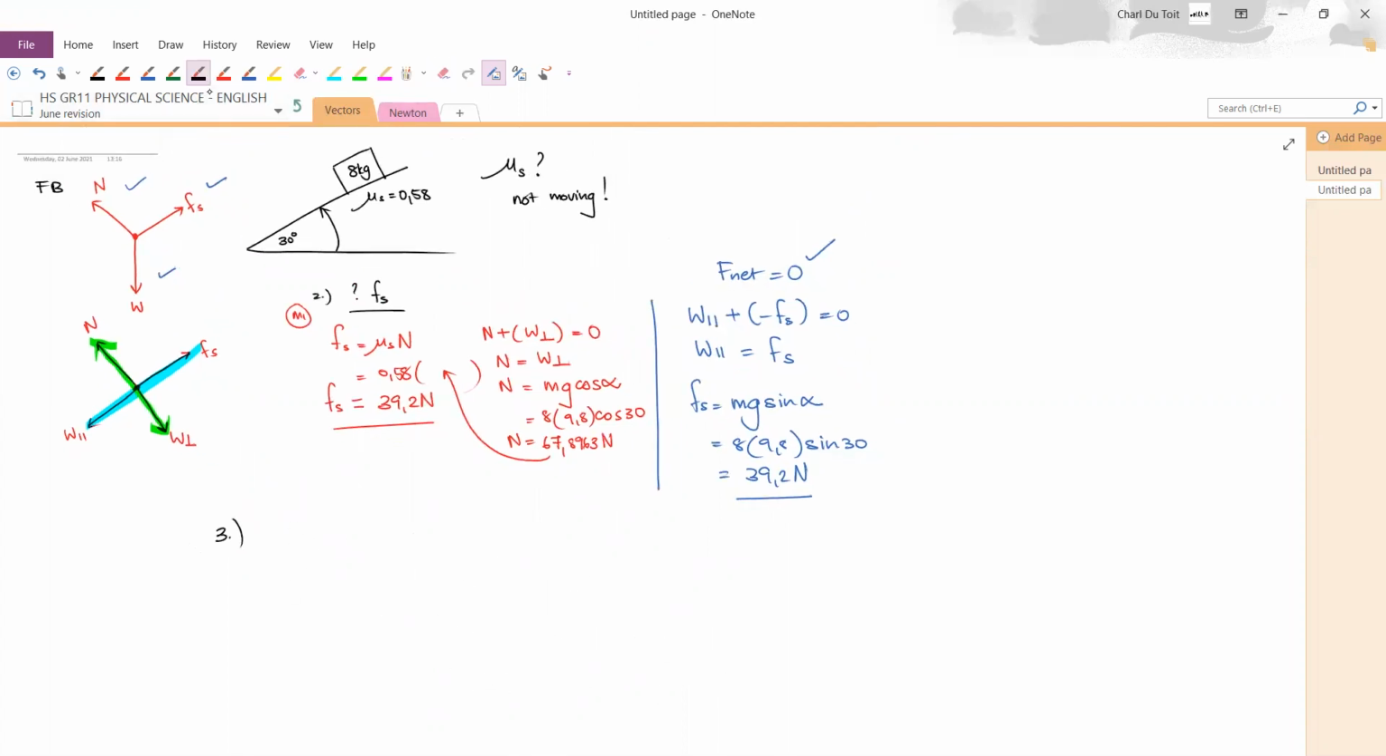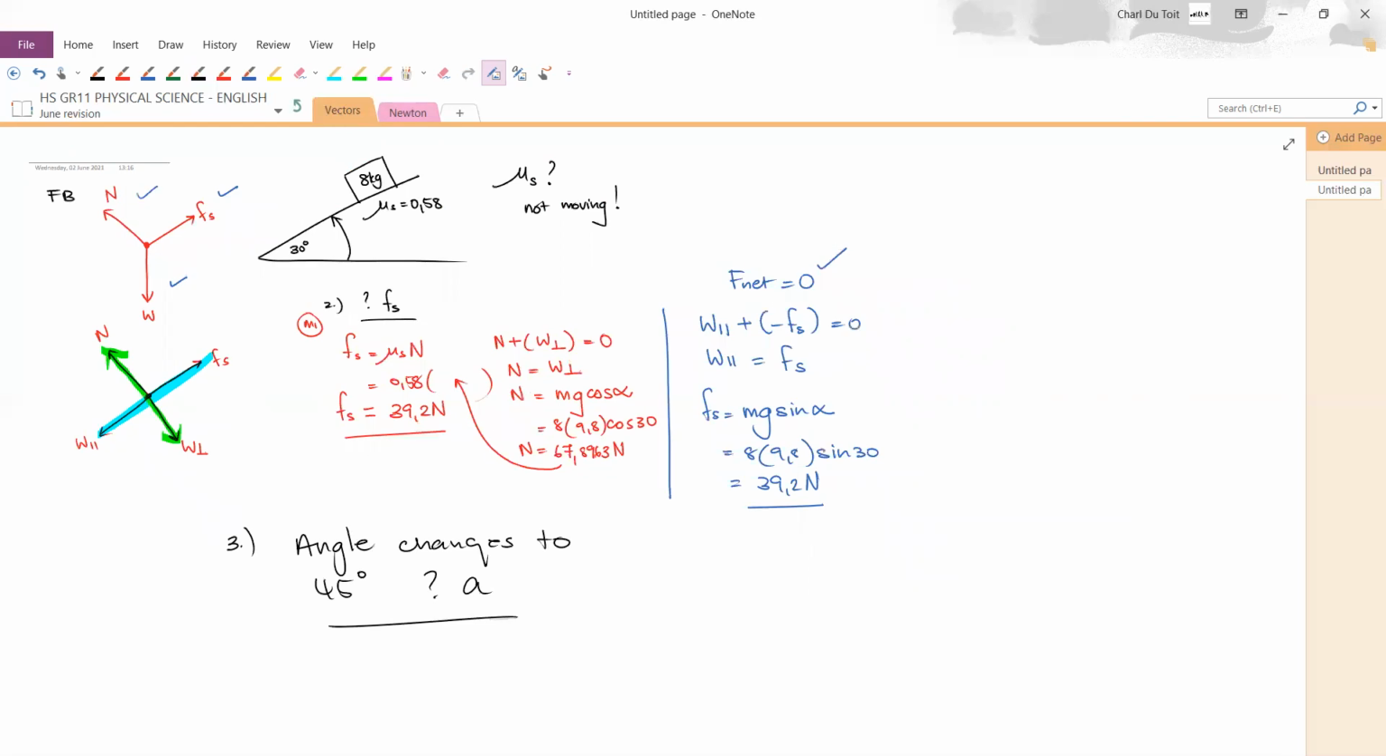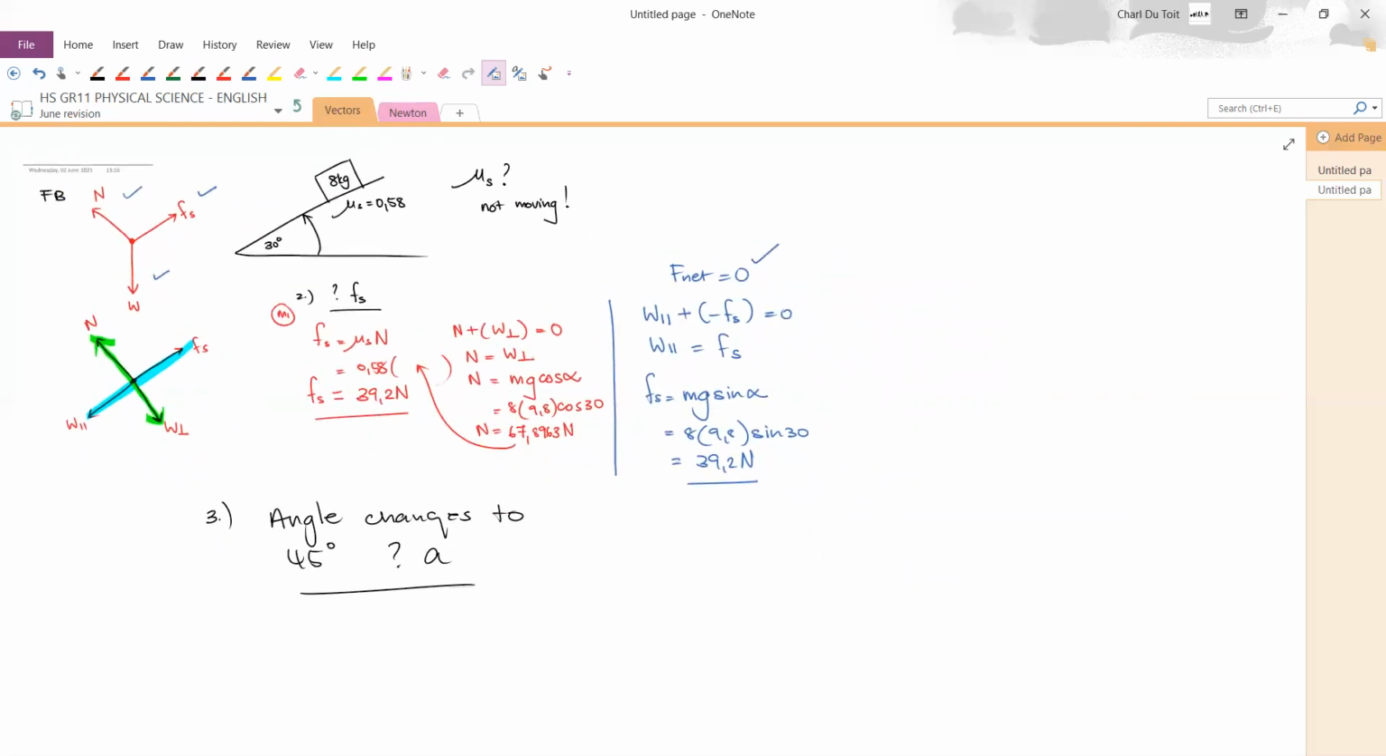Okay, number 3. Let's assume that the angle changes to 45 degrees. What is the acceleration then? Okay, then what happens now? It just starts moving. Okay. So what needs to change too? Something else needs to change.